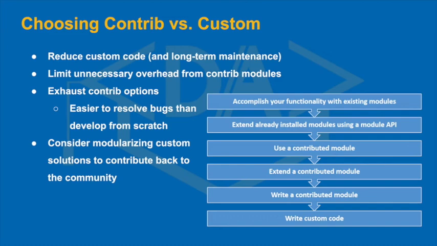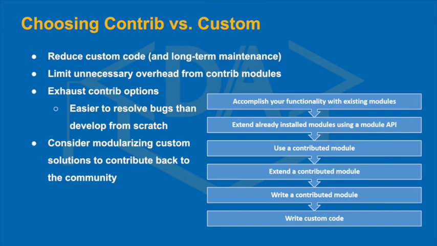We also, on the flip side, want to limit unnecessary overhead from installing contributed modules. Some of these modules accomplish so many tasks, and we might not want to install a huge module just for a small subset of that functionality if it's going to bog down our site. So with that thinking, it really boils down to two very basic concepts. We want to exhaust all Contrib options before deciding to write our own custom code. When we consider all of the Contrib options, we spend our time doing research on Google and on Drupal.org.